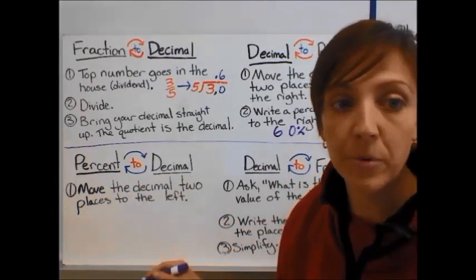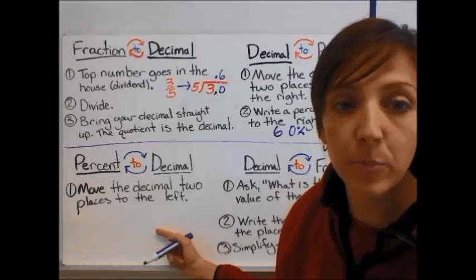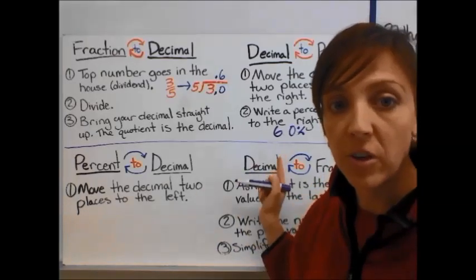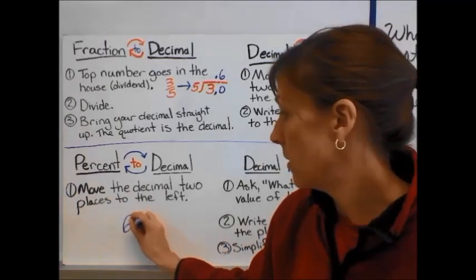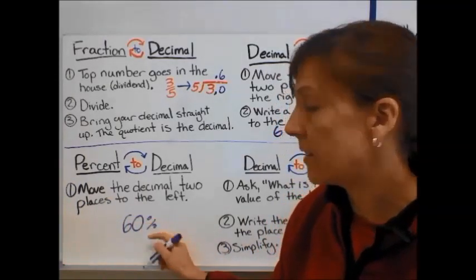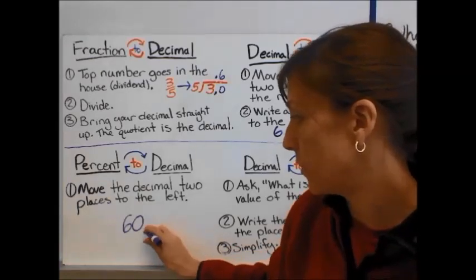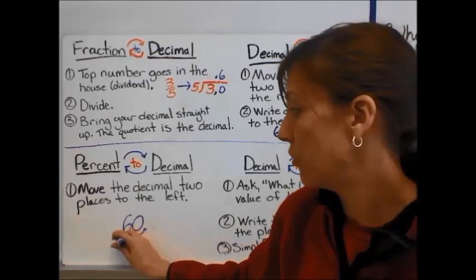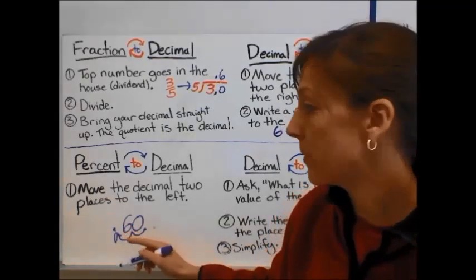Percent to a decimal. Number one, you just simply move the decimal 2 places to the left. So if I want to change 60% back into a decimal number, well, I remember the decimal is behind the percent sign. So I'm simply going to put that decimal back and go 1, 2 places to the left. And that'll give me the original number.